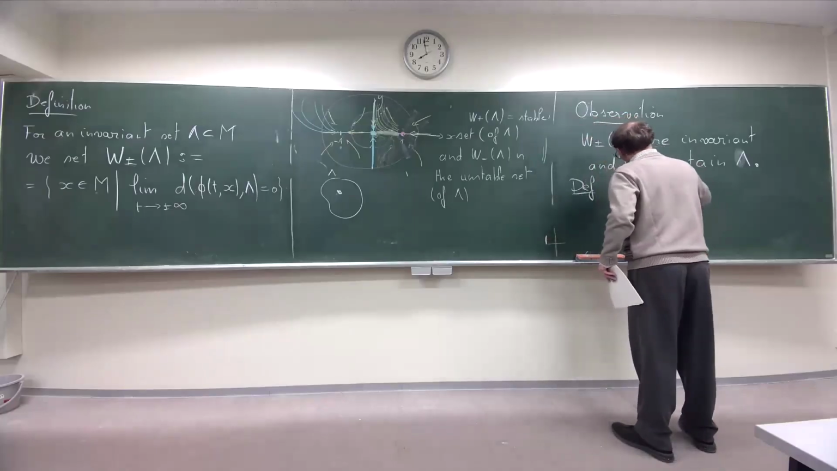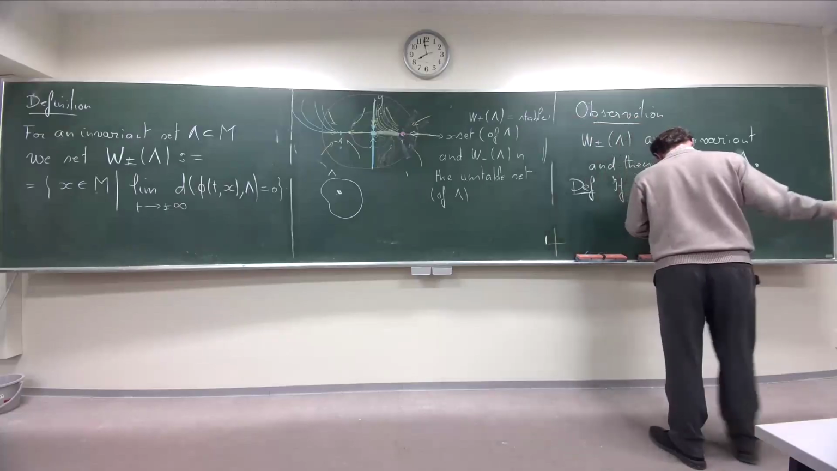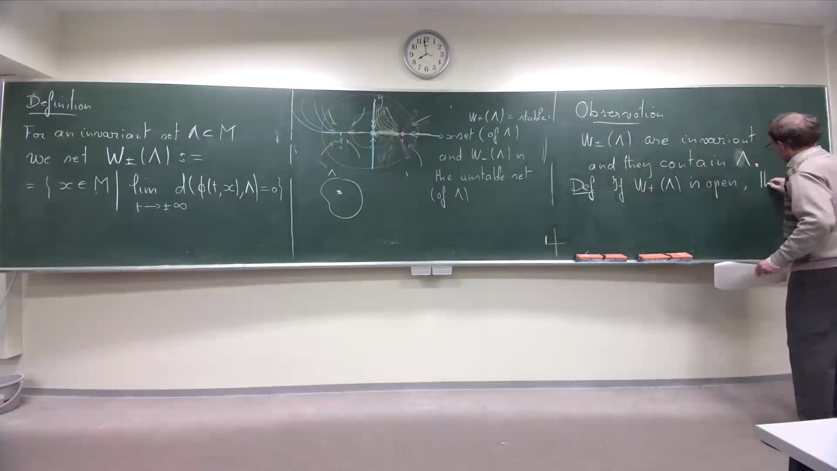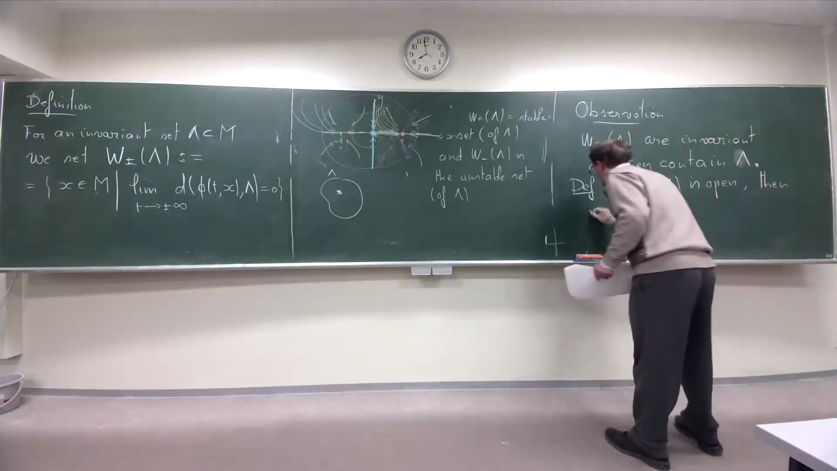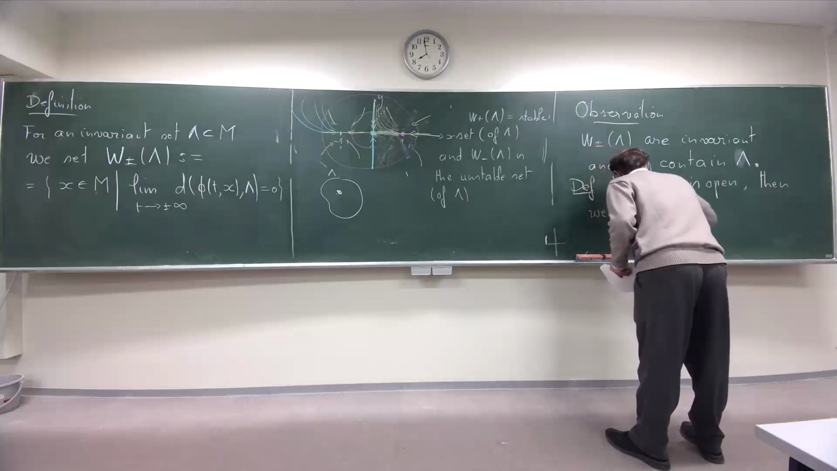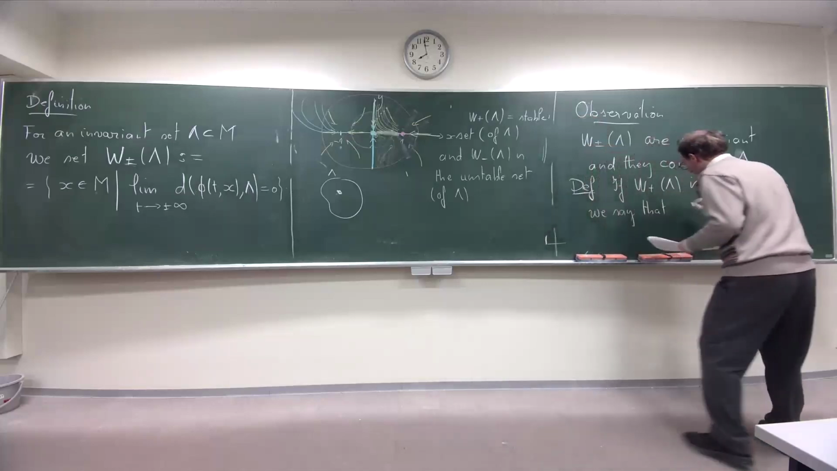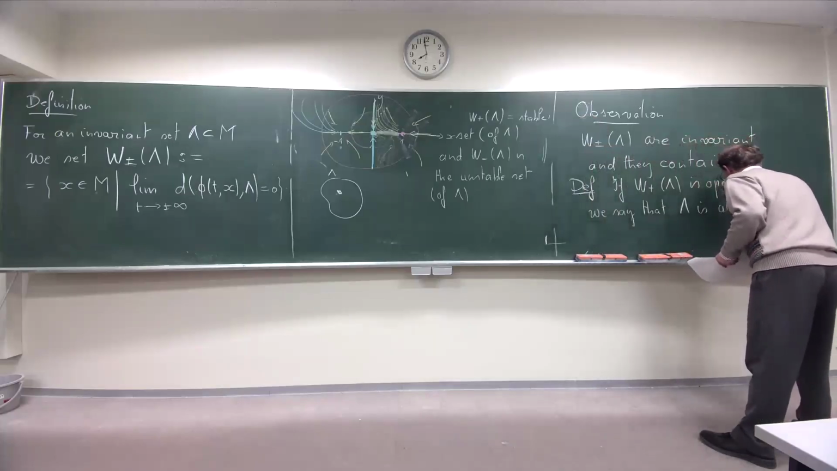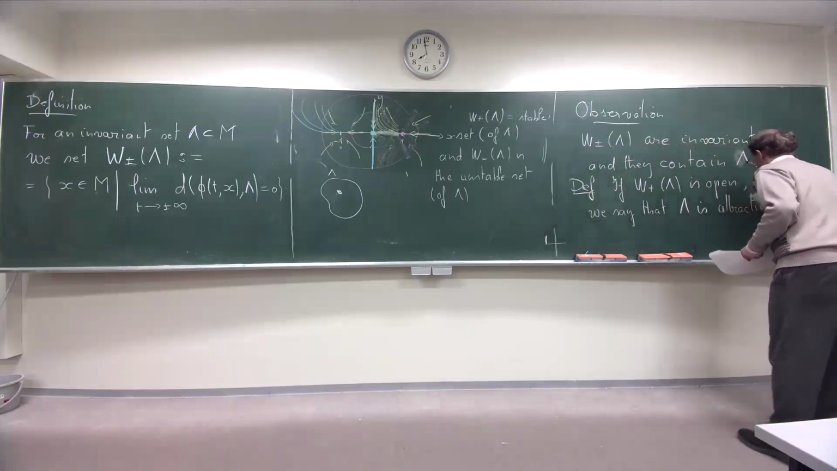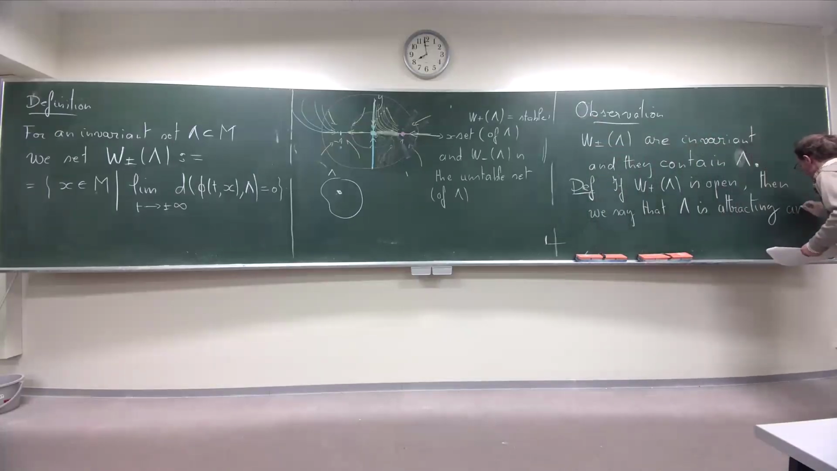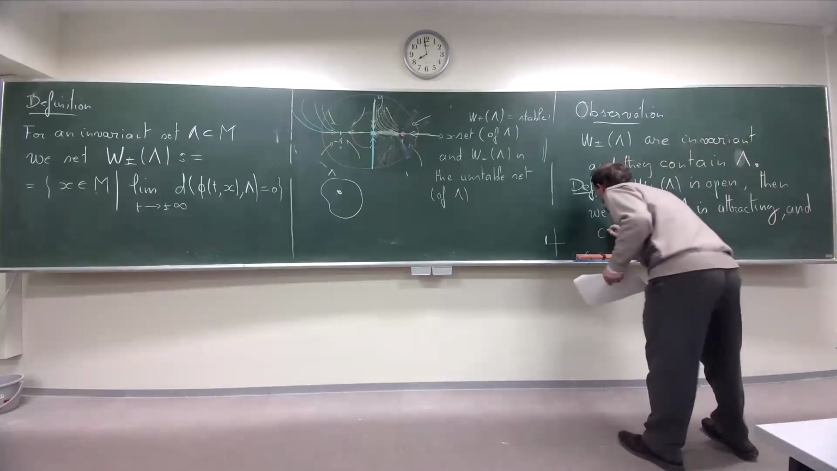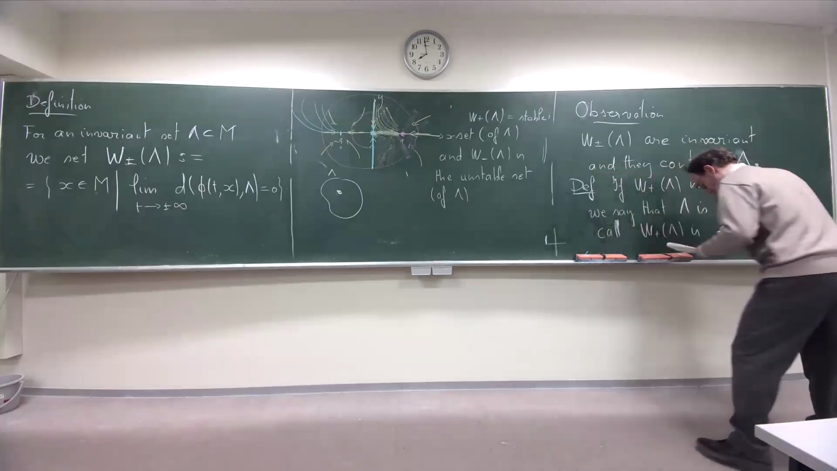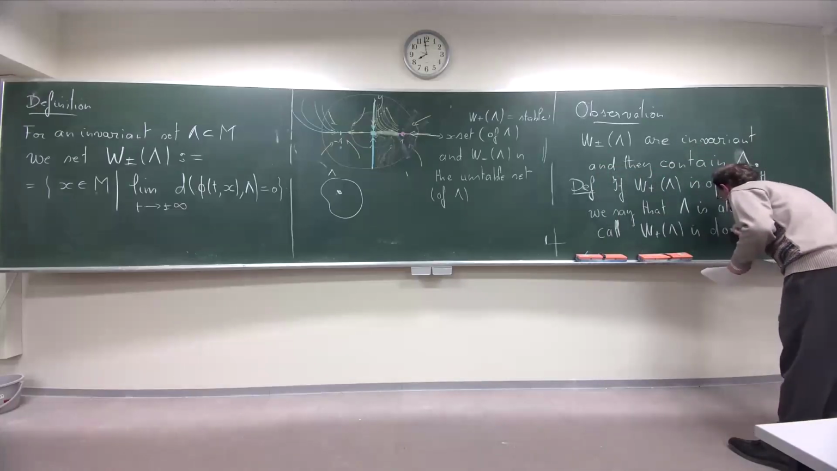If W plus of lambda is open, then we say that lambda is attractive. And we call this W plus of lambda its domain, or a French word, bassin.